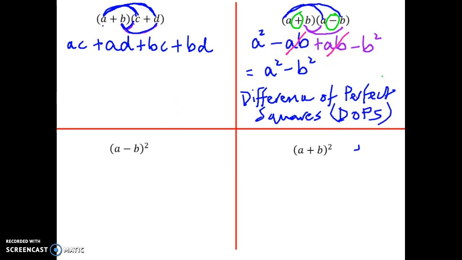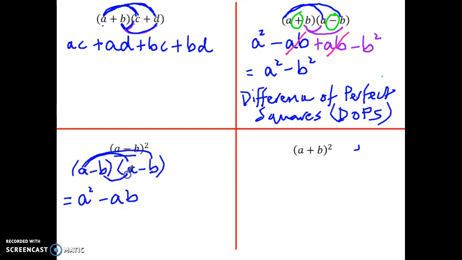Let's have a look at these two examples down the bottom. These are what we call perfect squares because we have the one bracket and it's multiplied by itself. So let's write that in expanded form: A minus B times A minus B. Using the process that we used up here, I'm going to get A times A, which is A squared. A times minus B, which is minus AB, minus B times A, which is another minus AB, then minus B times minus B, which is plus B squared.